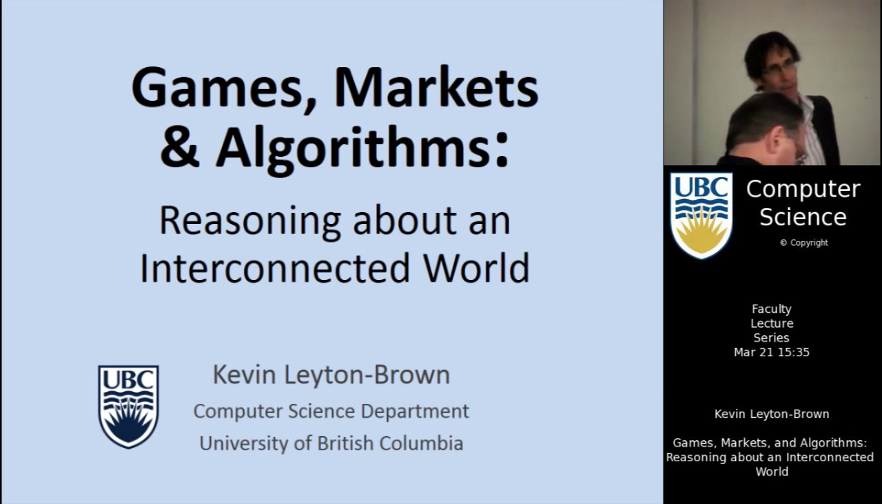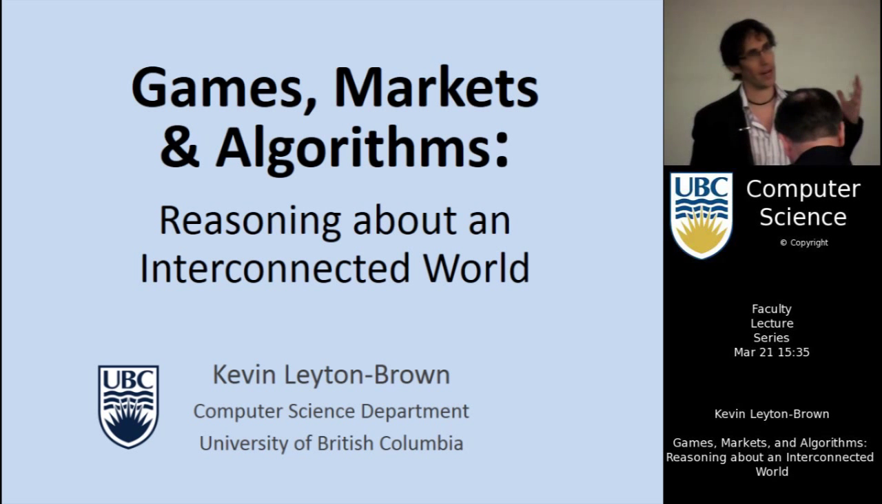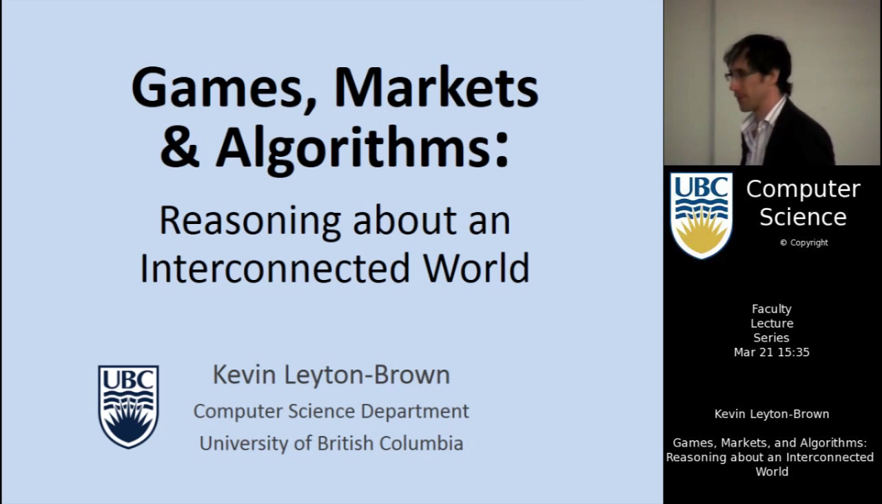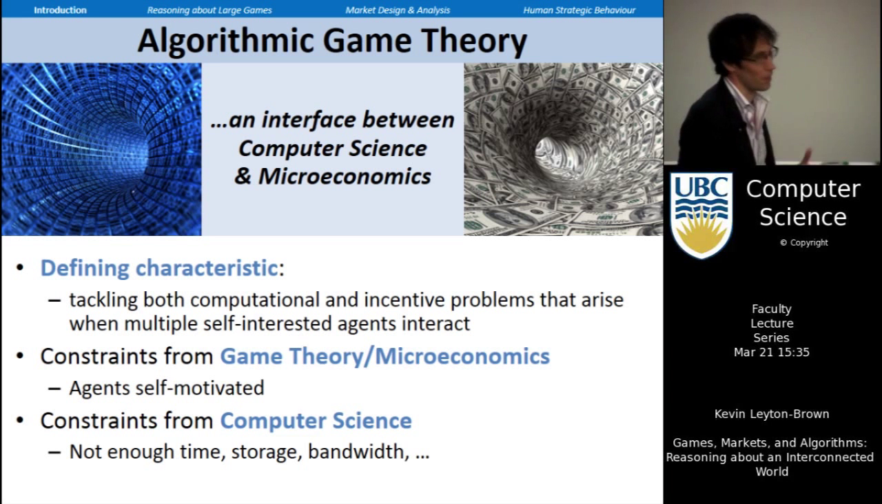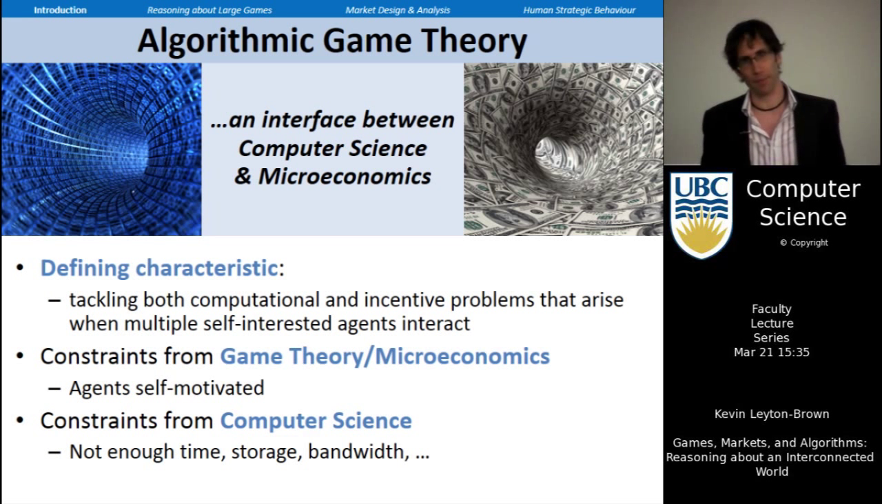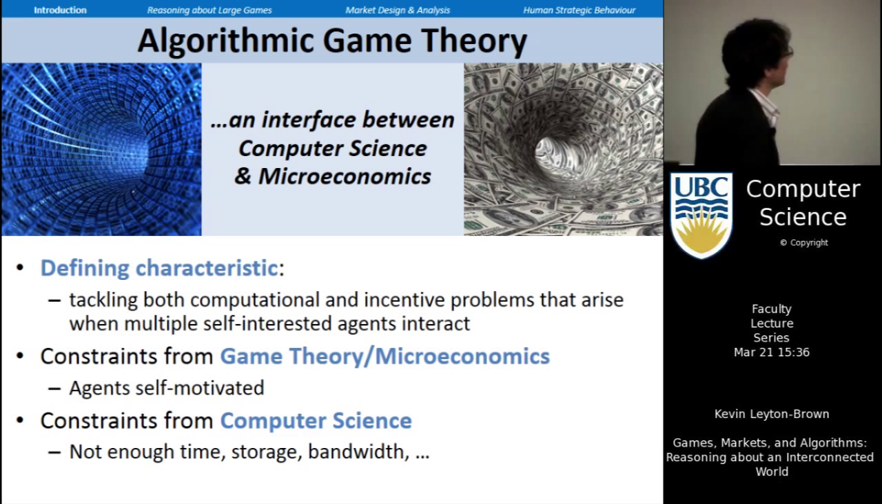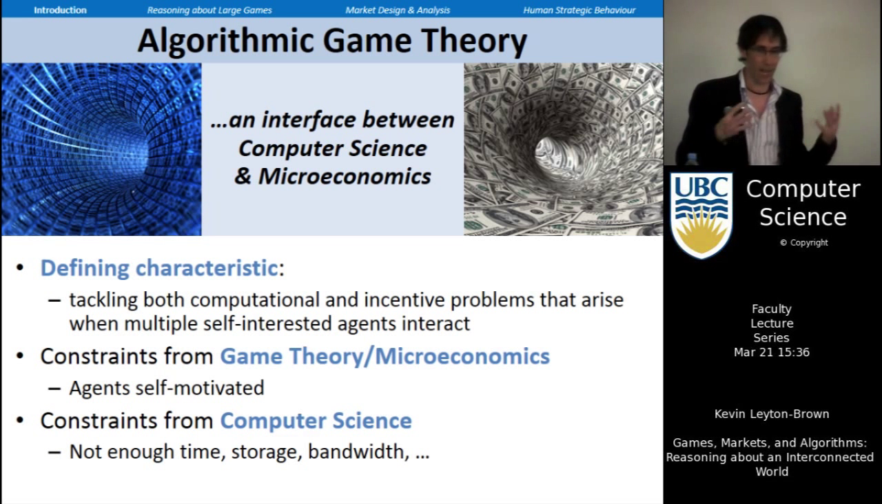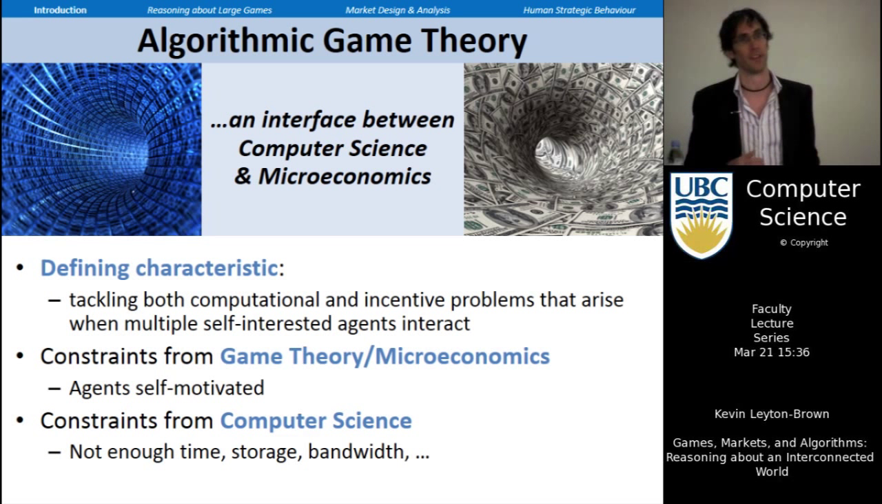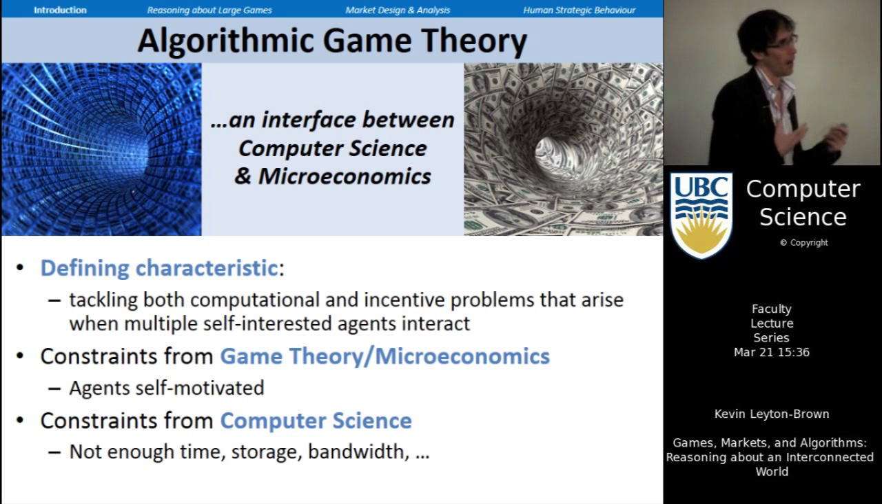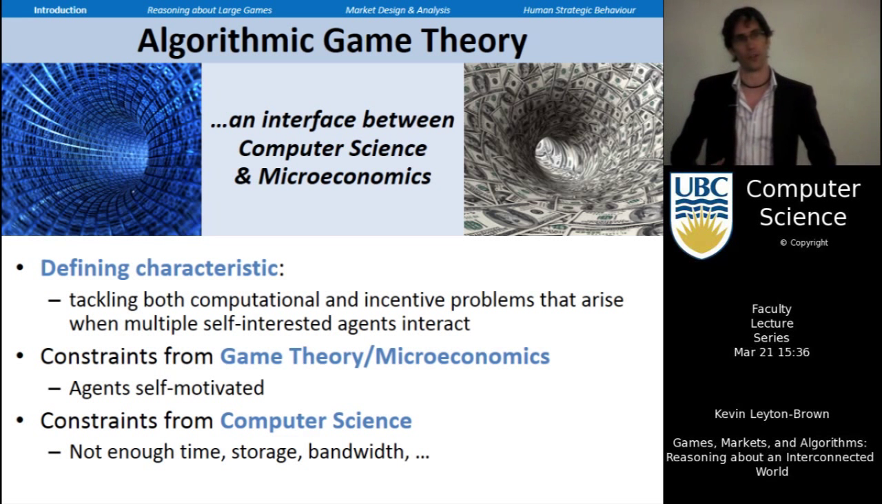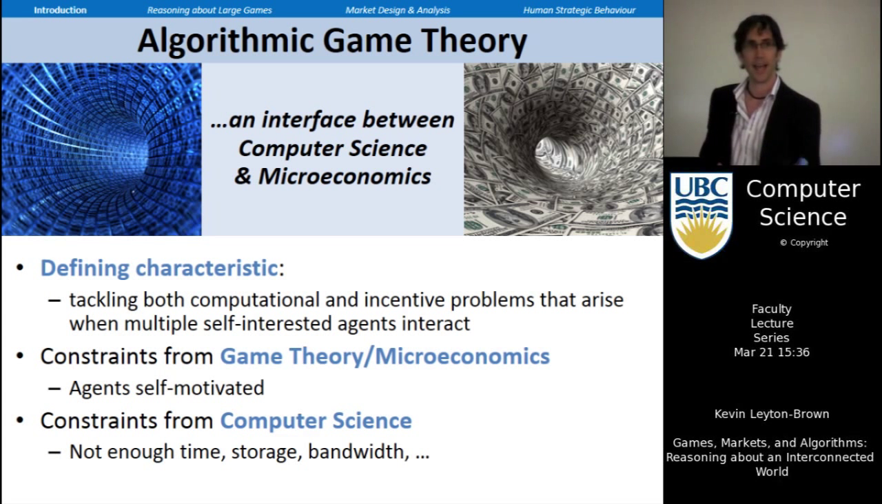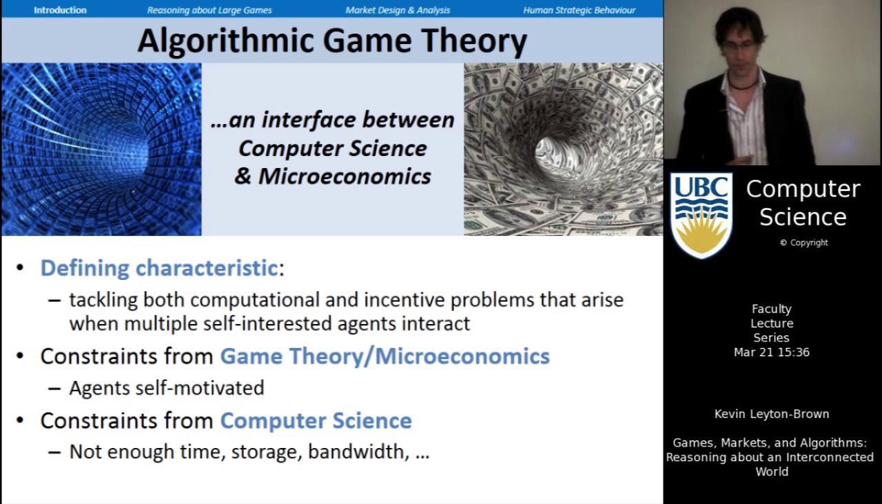So I'm going to talk today about work that's at the intersection between microeconomics and computer science. This area goes under the name of algorithmic game theory. This is really a name that's given to this interface between the two disciplines. I think it's defined by the characteristic that we're looking at problems, both computational and incentive problems, that come about when multiple self-interested agents interact with each other. So I'm particularly interested in thinking about systems in which multiple distinct people participate and in which those people's interests need to be reasoned about.